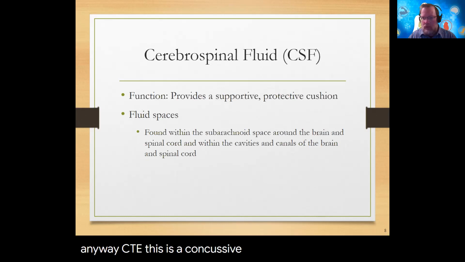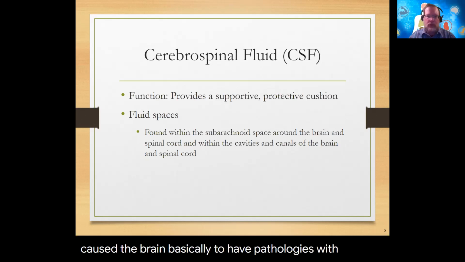This is chronic traumatic encephalopathy. So chronic meaning it's happening, traumatic meaning there's chronic trauma, and that's caused the brain basically to have pathologies with it.